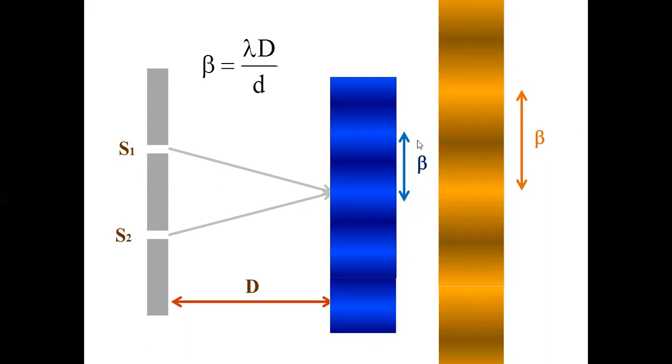The only thing I am interested in now is this: if the wavelength is more, then beta is more. If the capital D, that means the distance from the sources to the screen, is increased, then beta increases. If the distance between the sources is decreased, then beta increases. Then we will move on to one problem, and tomorrow we will see a few more problems.